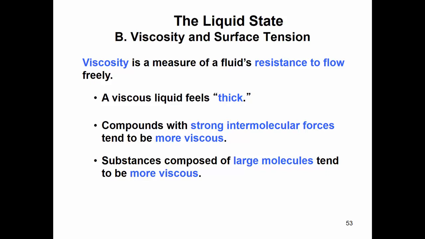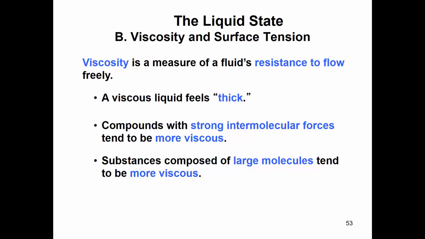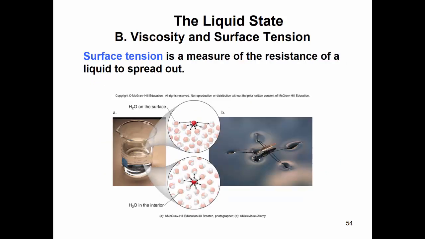Viscous versus surface tension are two different things. Surface tension is the measure of the resistance of a liquid to spread out. So let's look back at these. Viscous is the resistance to flow. Surface tension is the resistance to spread out. So if you look here, it's kind of showing you water molecules on the surface.